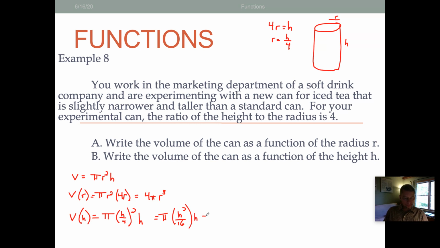And so that's going to give me, and I can do this in a couple of different ways, but essentially pi times h cubed divided by 16. And so that's the volume of the can as a function of the height. Okay, easy peasy. Notice there's a little bit of arithmetic in here, but not much. And there's no numerical answer because I'm not giving you a value of radius or height.